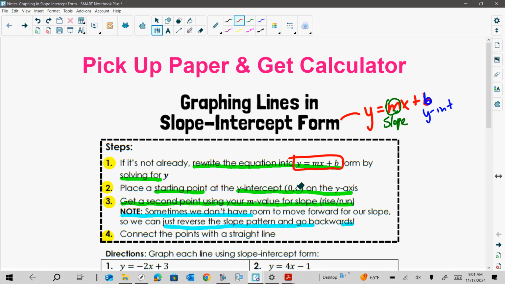And if we run out of room, we have to do reverse order. Just a heads up on that. And then we're going to connect the points.